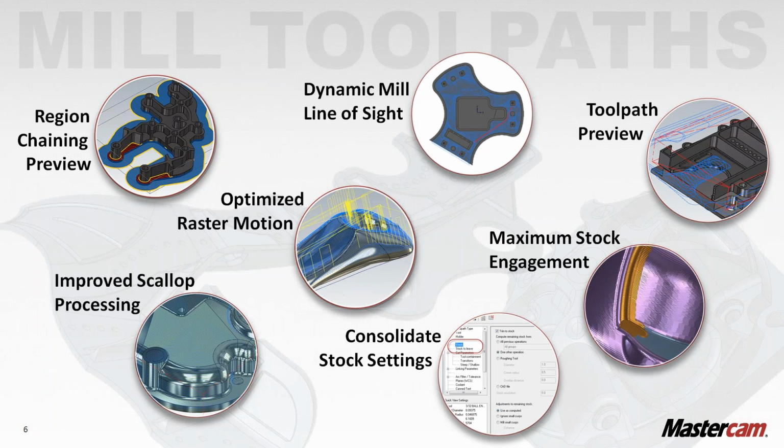So kind of diving into our milling toolpaths first, obviously there's quite a few changes that were made along the lines there. Starting off with one of my favorite ones is going to be the region chaining preview. They have done some things as far as consolidating some stock. If you've used the 2017, you probably noticed some of these already. A couple things with the Toolpath Preview and the maximum stock engagement as well, of course.